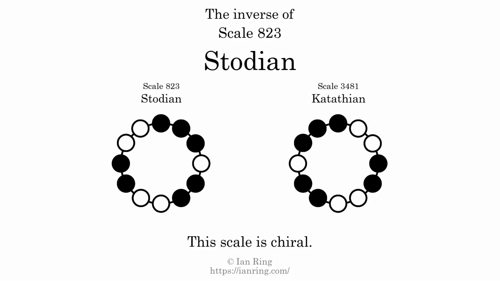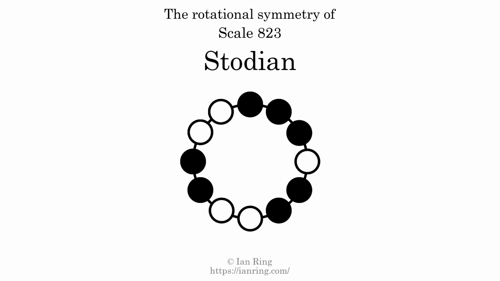The inverse of a scale is a mirror image. It is what you get when the sequence of intervals is reversed. The inverse of this scale is scale 3481, also known as Stodian. This scale is chiral. It cannot transform into its inverse by rotational transformation. This scale has no rotational symmetry.